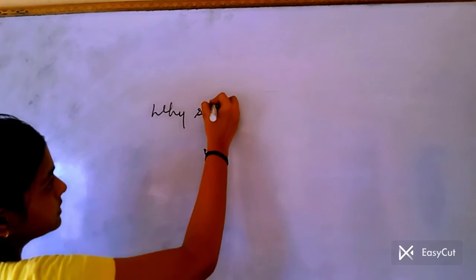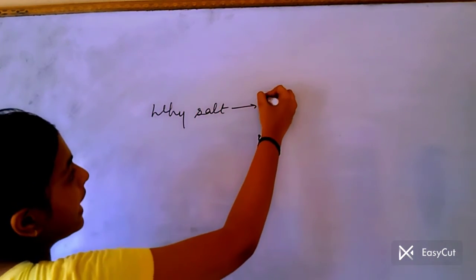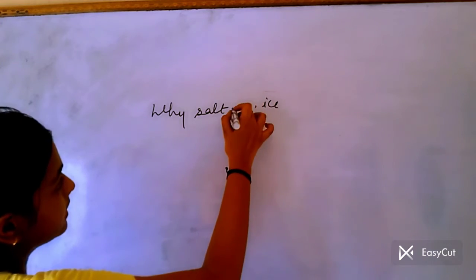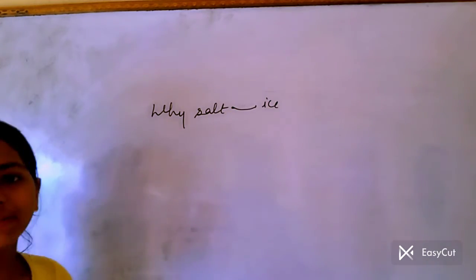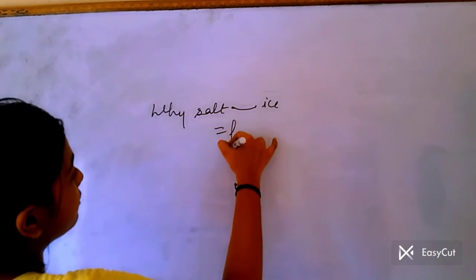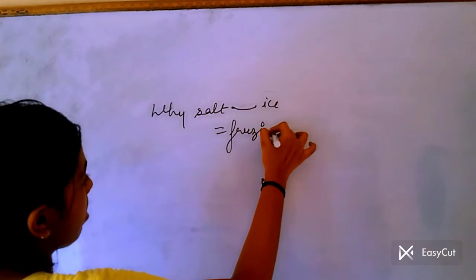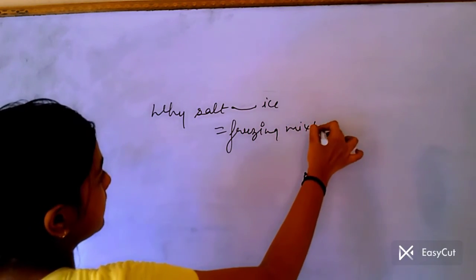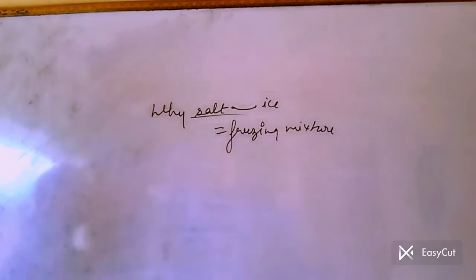Okay, now let's go to the last question of today's video. And the question is, why is salt mixed with ice to form a freezing mixture? Why is only sodium chloride, common salt, used for forming a freezing mixture?